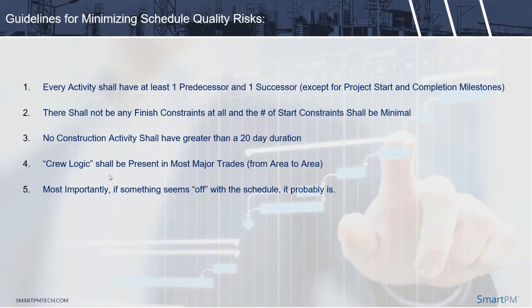Crew logic is important. Make sure that for your major trades, you have logic between those activities. Like, when a drywall contractor comes to the site, they've got work to do on every floor. The concrete essentially needs to be done. The windows need to be done. The HVAC needs to be done. We get all that. But we also need to factor in the fact that they're only going to have 2 to 3 crews, and you can't be working on 20 floors at once.